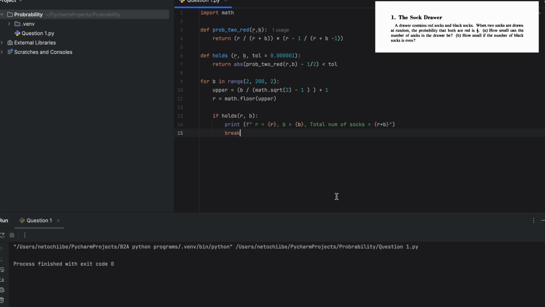Yeah, so when we run it, a little parentheses problem here. Now, if we run it, yes, it tells us down here our R, our B, and the total number of socks. So yeah, thank you.